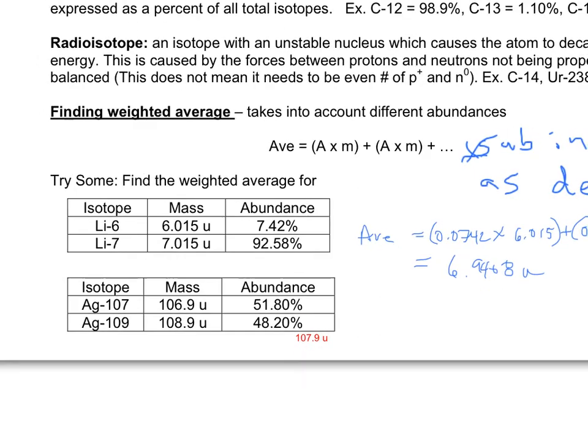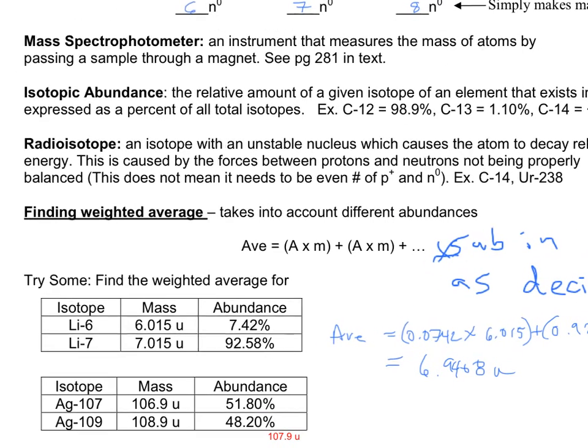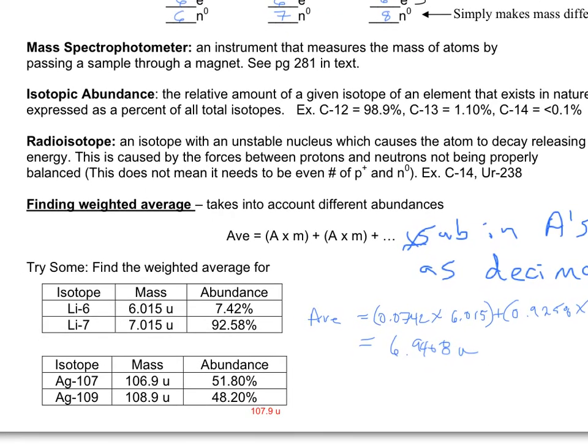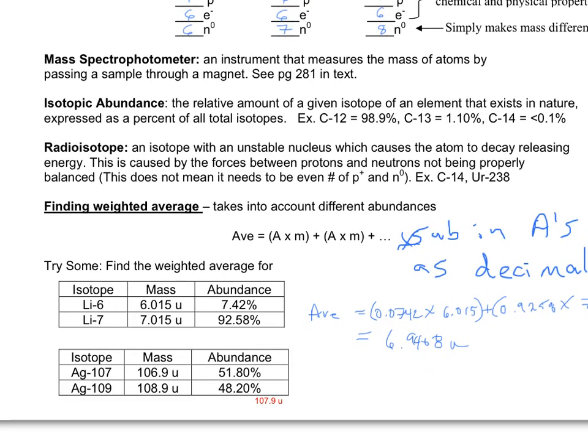Scientists have also noticed that some isotopes are not stable. That means that they will cause a nuclear reaction and explode and release energy. These are known as radioisotopes. Again, these isotopes are naturally occurring.